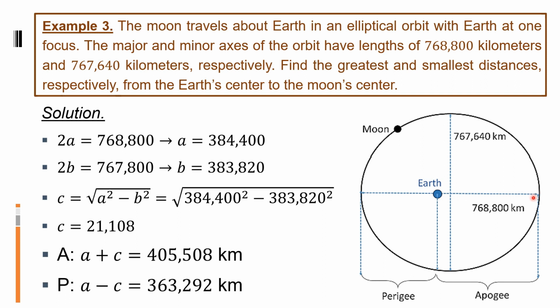While the perigee, which is the shortest distance, eto naman yon. What is this ba? Diba, from center to Earth is C, center to this point is A, so A minus C, so that is 363,292 kilometers. That is our shortest distance of the Earth to the Moon.